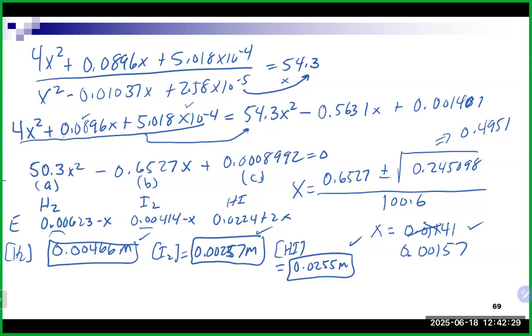All right. I think we do get 54. I guess I should throw it back in just to make sure. 0.00255 squared divided by 0.00466 divided by 0.00257, 54.3. Not bad. Pretty good. Any questions on that there?